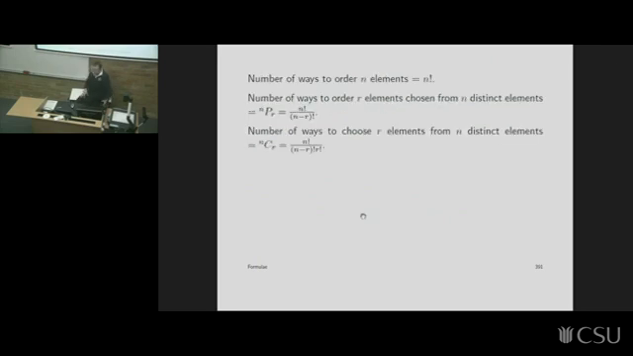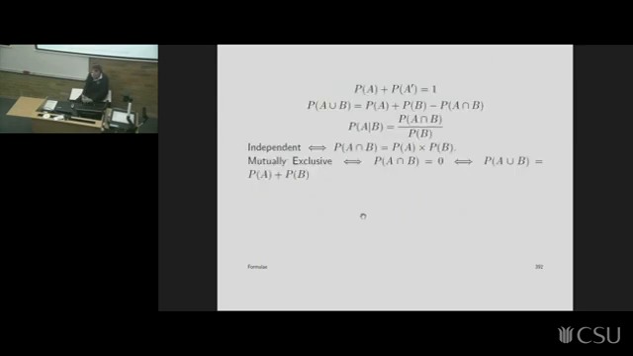We looked at ordering elements, and if you're ordering all of them, it's a factorial. If you're ordering some of them, it's a permutation. If you're just choosing elements, it's a combination. That's C letter. And we did some rules for probability.